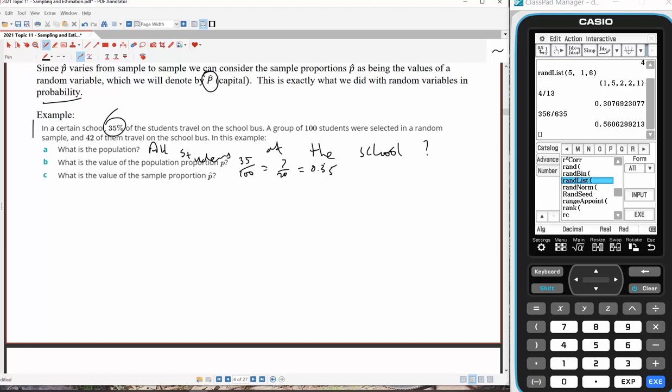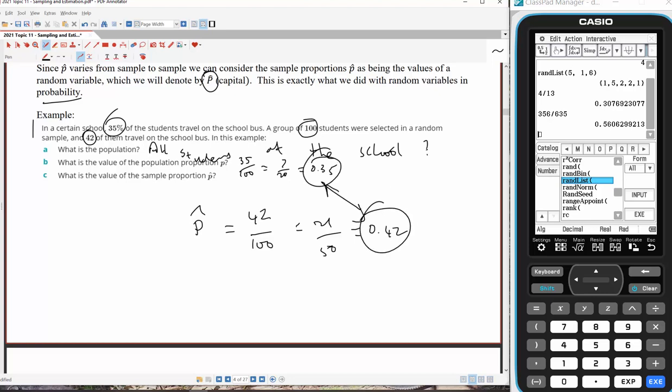And then let's have a look at the sample proportion. So this is P hat. P hat in this case is going to be the number identified, which is 42, of the sample, which is 100. So that's 21 on 50. So P hat is 21 on 50, or another way of thinking about it is 0.42. Noting that it's not the same as the population proportion, nor would we expect it to be exactly the same every single time.